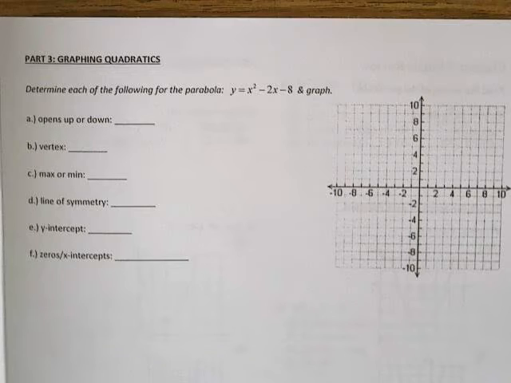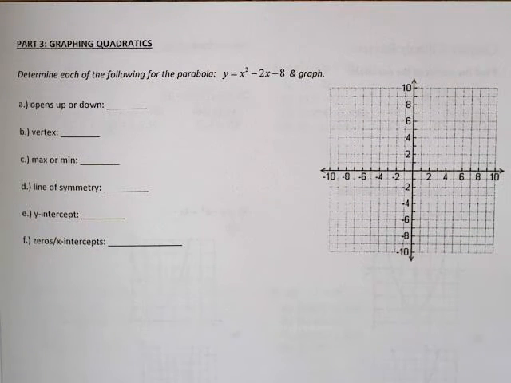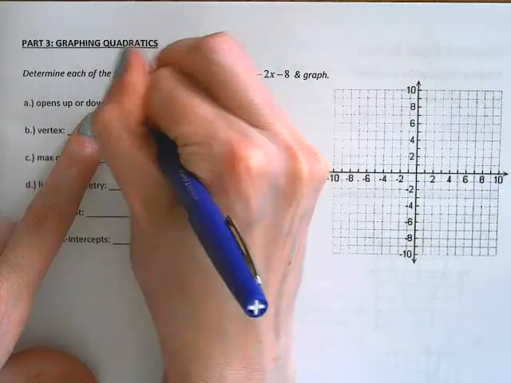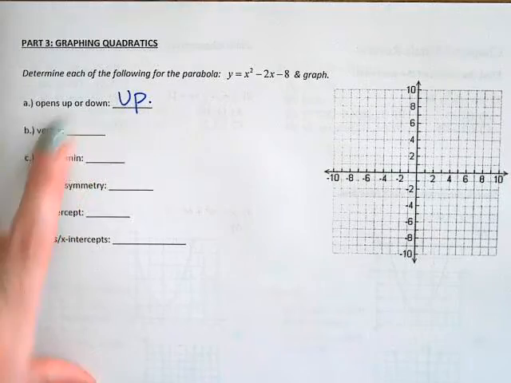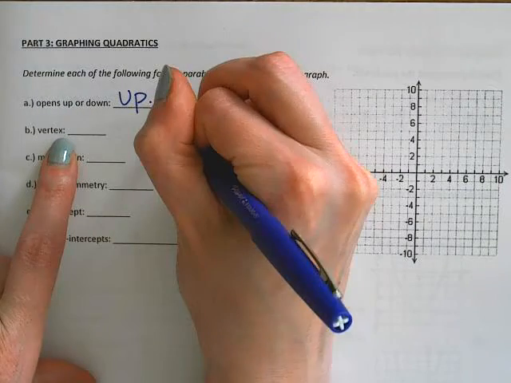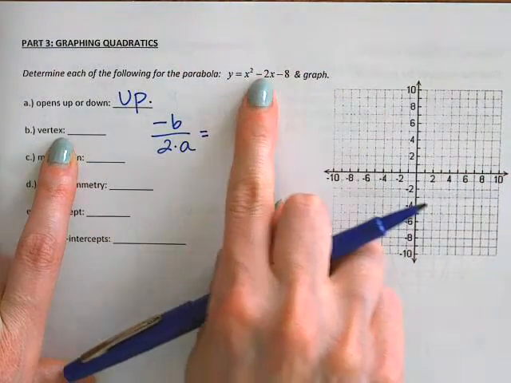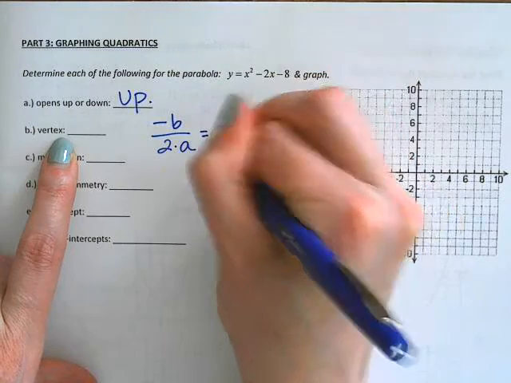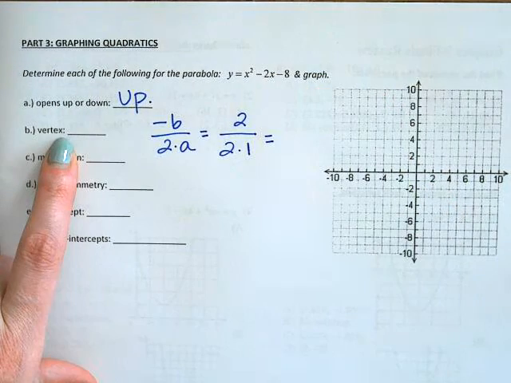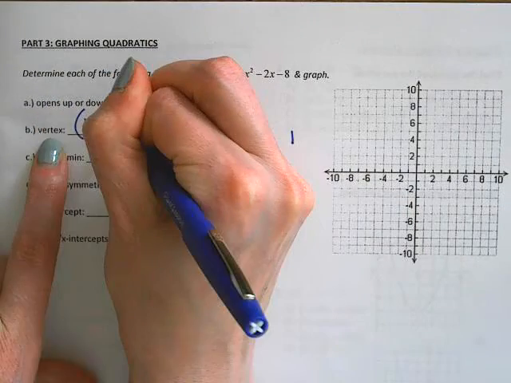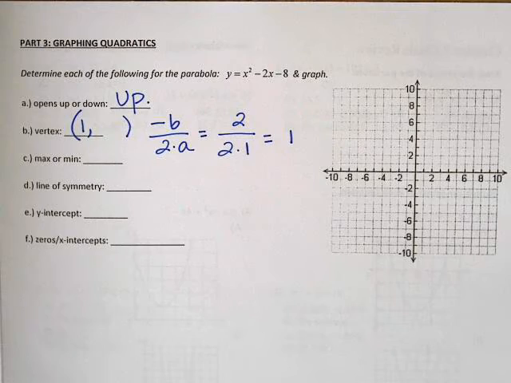All right, guys, and lastly was all the graphs. And on the final, you can use your graphing calculator or you can do it by hand. So opens up or down, the leading coefficient is positive, so this one's opening up. The formula for vertex is negative b over 2 times a. So a negative 2 is a positive 2, and then 2 times a is 1. Okay, so if you guys work that out, it's 1. But remember, you got to then plug it back in to find the second number.